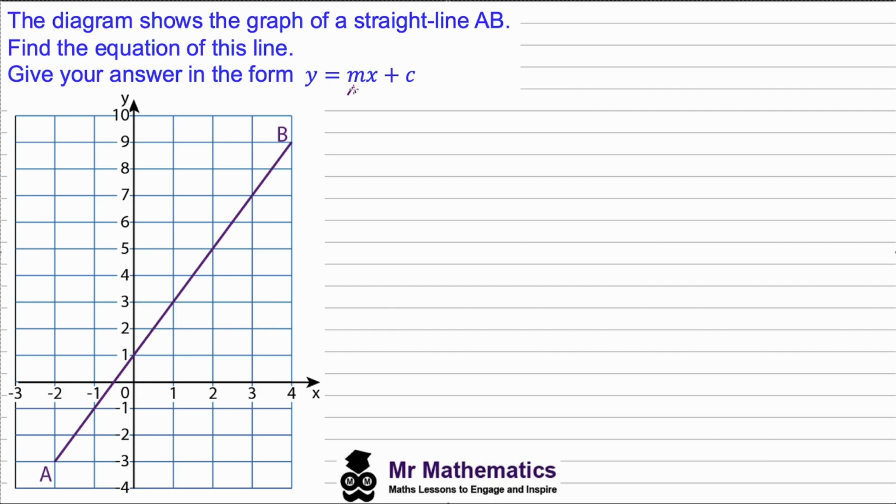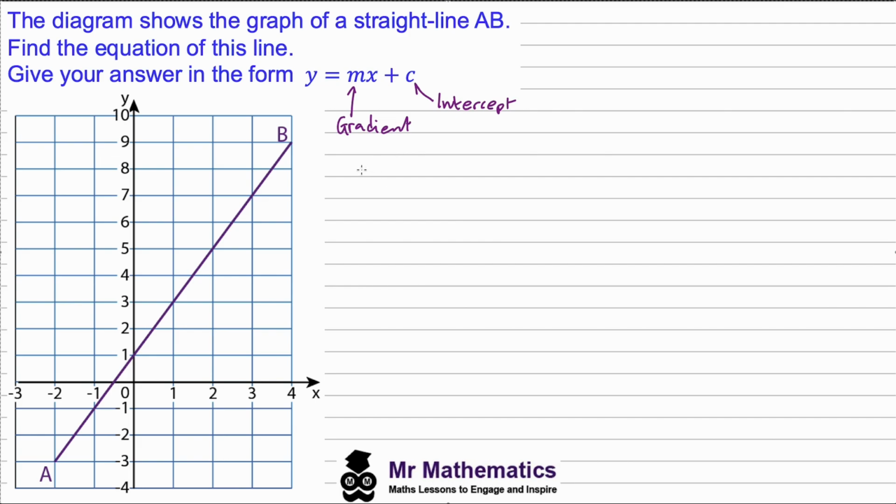So in this, m represents the gradient, and this defines how steep a line is. And this c is the intercept, and this defines where the line passes through the y-axis, so the value of y when x equals 0. If we can find the gradient and the intercept of a line, then we have the equation of that line.